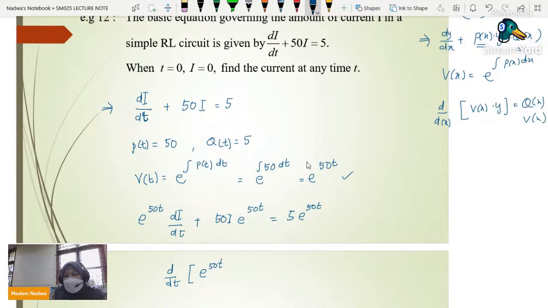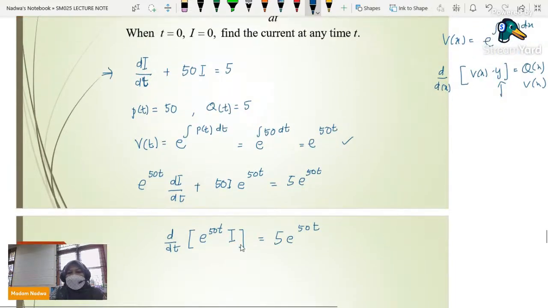Kita darabkan dengan apa ni? Darabkan dengan Y. So, siapa Y dalam kes kita sekarang? Y dalam kes kita sekarang adalah I. So, it's I. Macam tu. So, equals to 5e to the power of 50t. So, this is the part yang kita kena dapatkan so that we know how to solve it.